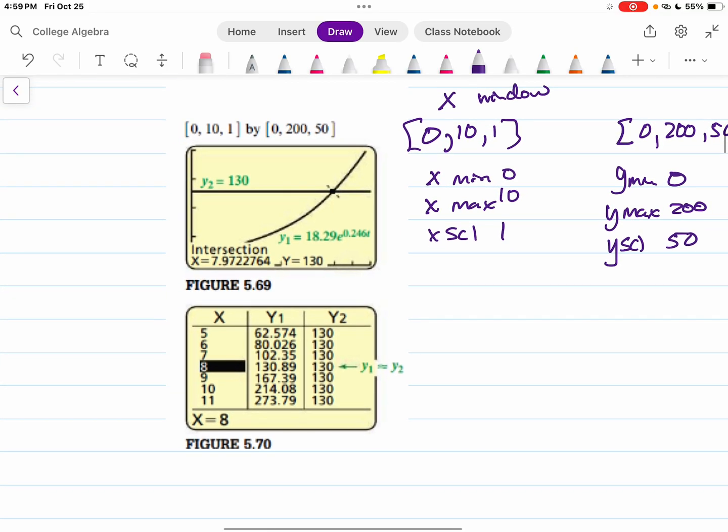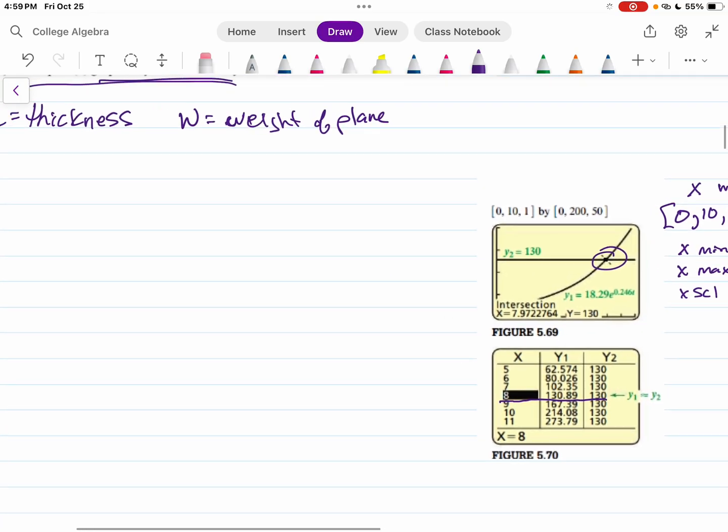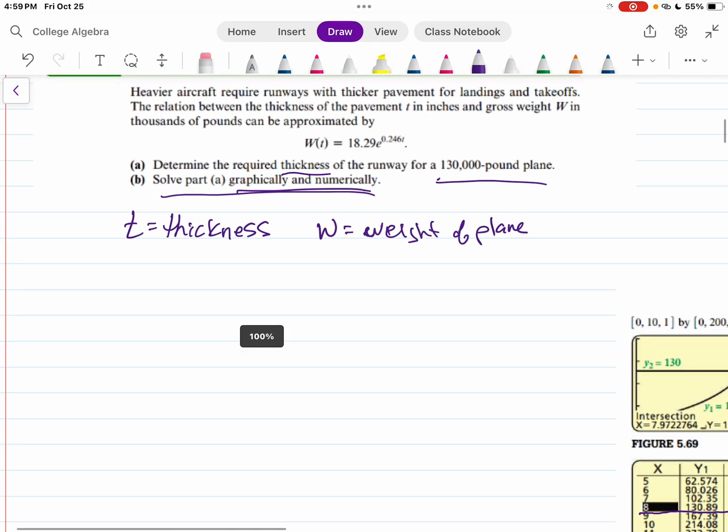And that's what we see here. So they show where the intersection is. They show us in the table that X is approximately 8 is where that occurs. And so let's go over and solve it algebraically.